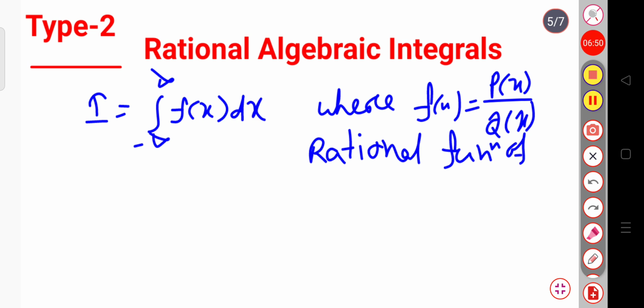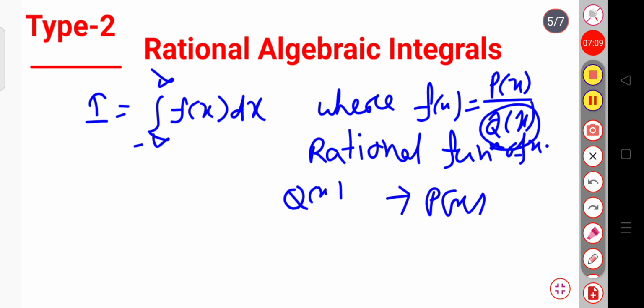And here there is one condition. What is the condition? The degree of q of x should be at least 2 greater than that of p of x. Are you getting my point? The degree of q of x must be at least 2 greater than that of p of x. If this condition is satisfied, then we will consider that we are applying this type 2 part.